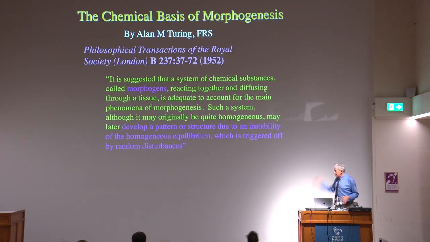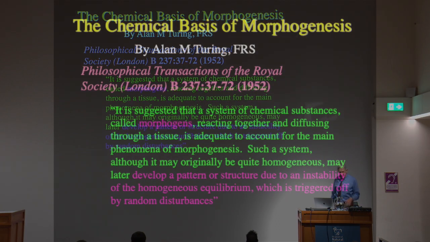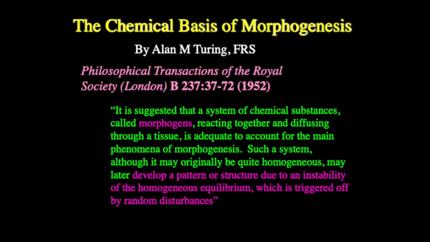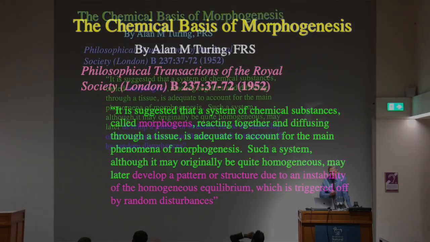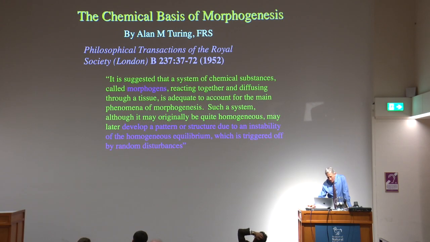This is the famous paper, The Chemical Basis of Morphogenesis. A system of chemical substances called morphogens, and he is coining this term in this paper. This is the first use of the concept of morphogen. Reacting and diffusing is adequate to account for the main phenomena of morphogenesis.